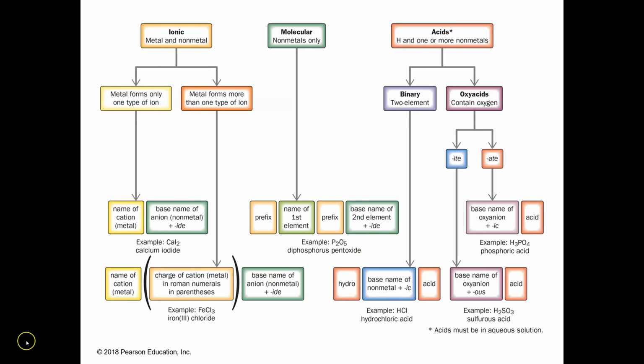Again, this complete flowchart is your secret weapon for naming compounds. Start by identifying the type. Is it ionic or molecular? Does it contain a polyatomic ion or a variable charge metal? Is it an acid? Depending on the answers, the naming pattern changes.